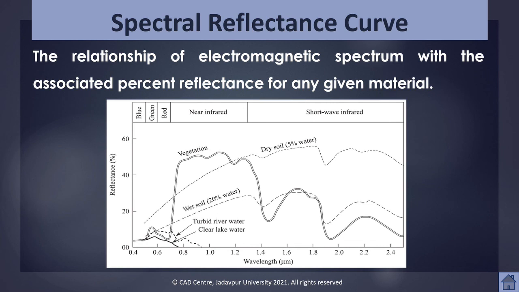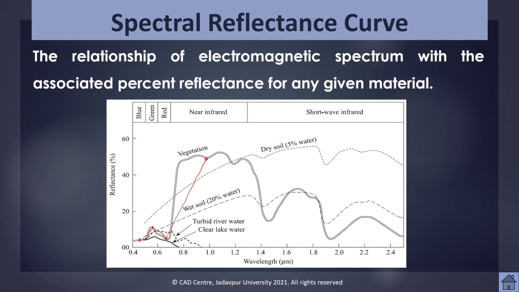Now, for example, if I am collecting only one band in the blue region, that is 0.4 to 0.5 micrometer, then I will have only one value for the blue band, then only one value for the green band, only one value for the red band, and only one value for the near infrared band. Now, the curve will look like this.